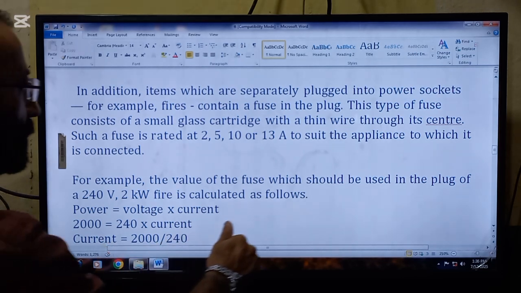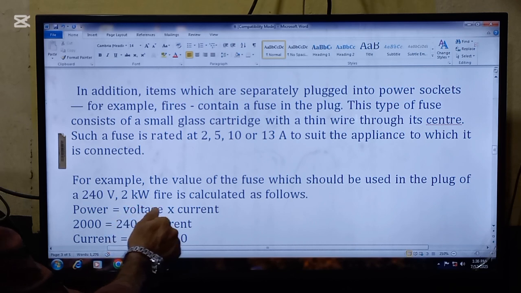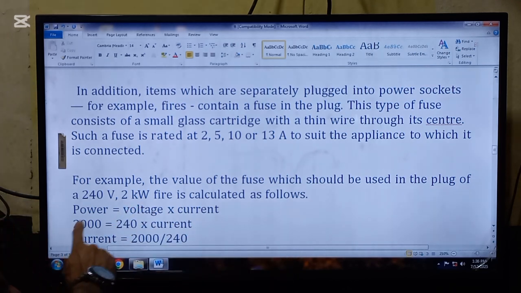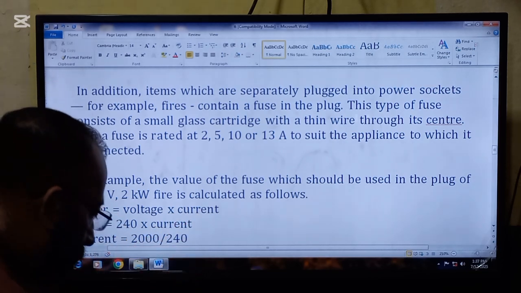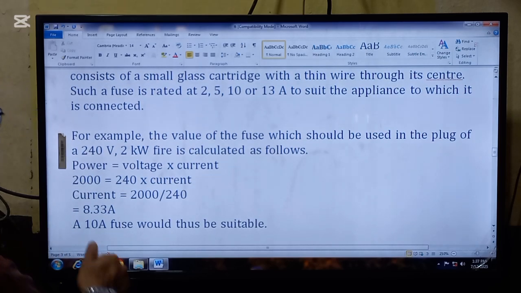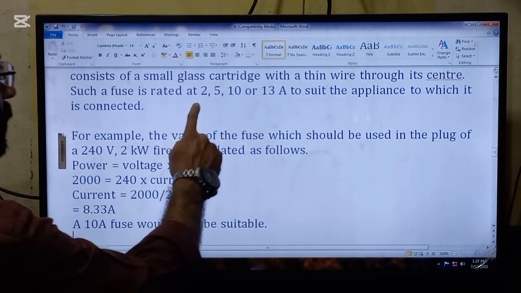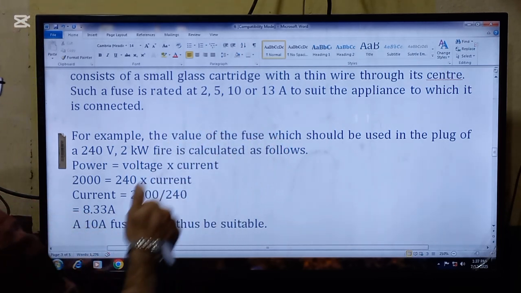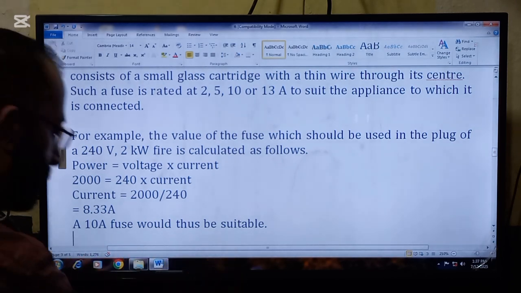For example, the value of the fuse which should be used in the plug of a 240 volt, 2 kilowatt fire is calculated as follows. Power is equal to voltage multiplied by current. Power is 2 kilowatt, that is 2000 watt. Voltage is 240 volt, current is what we need. So current will be equal to 2000 over 240. Using the calculator, that is equal to 8.33 ampere. So if this is the current, a 10 ampere fuse would thus be suitable.